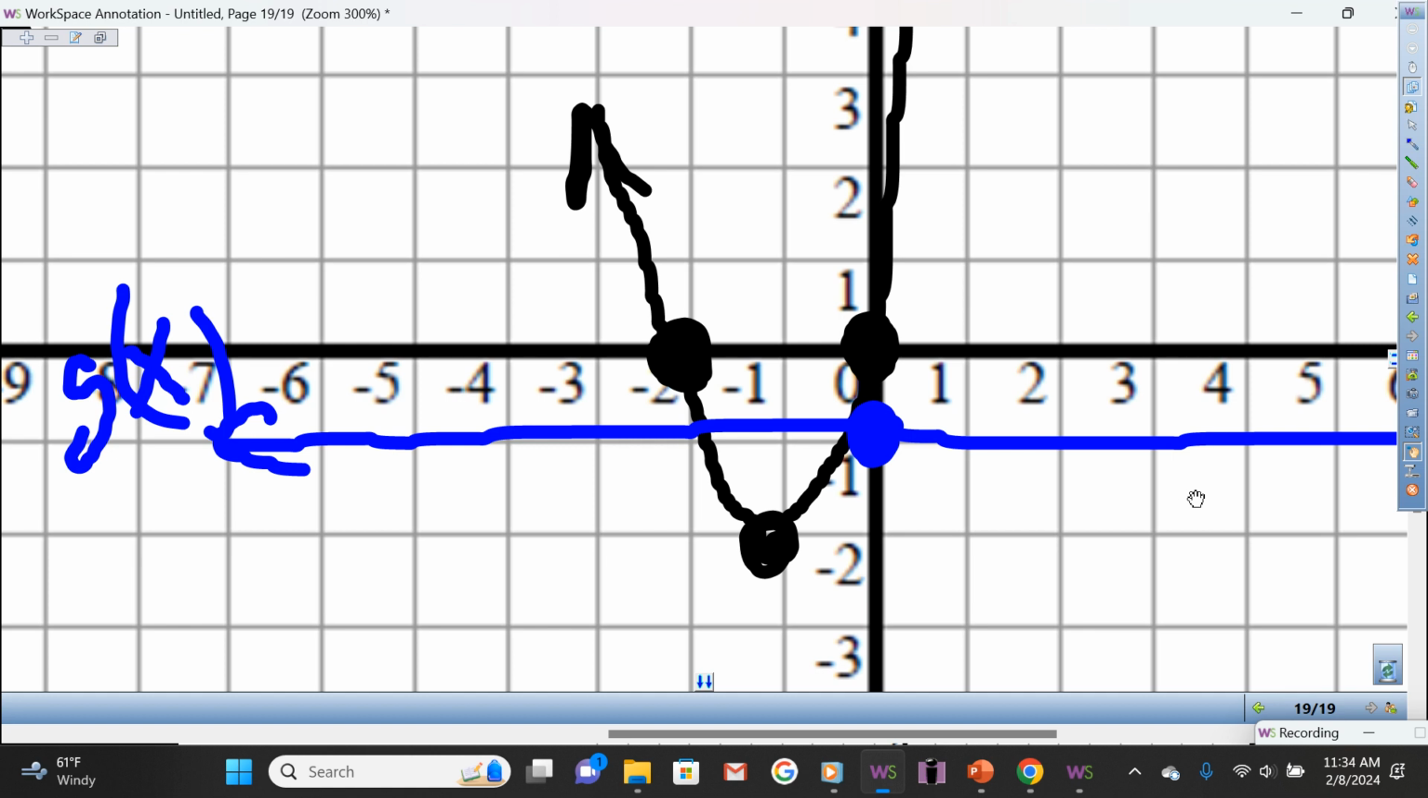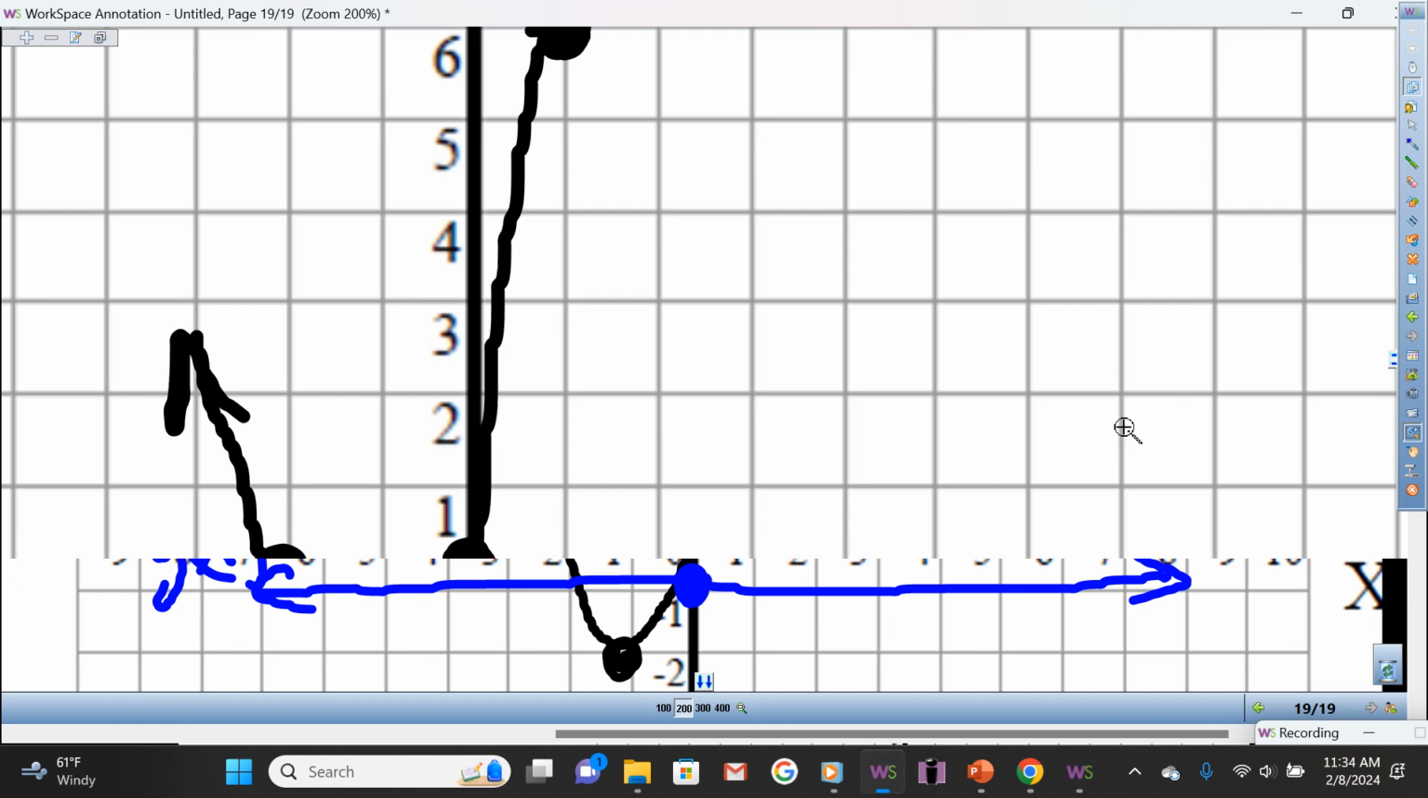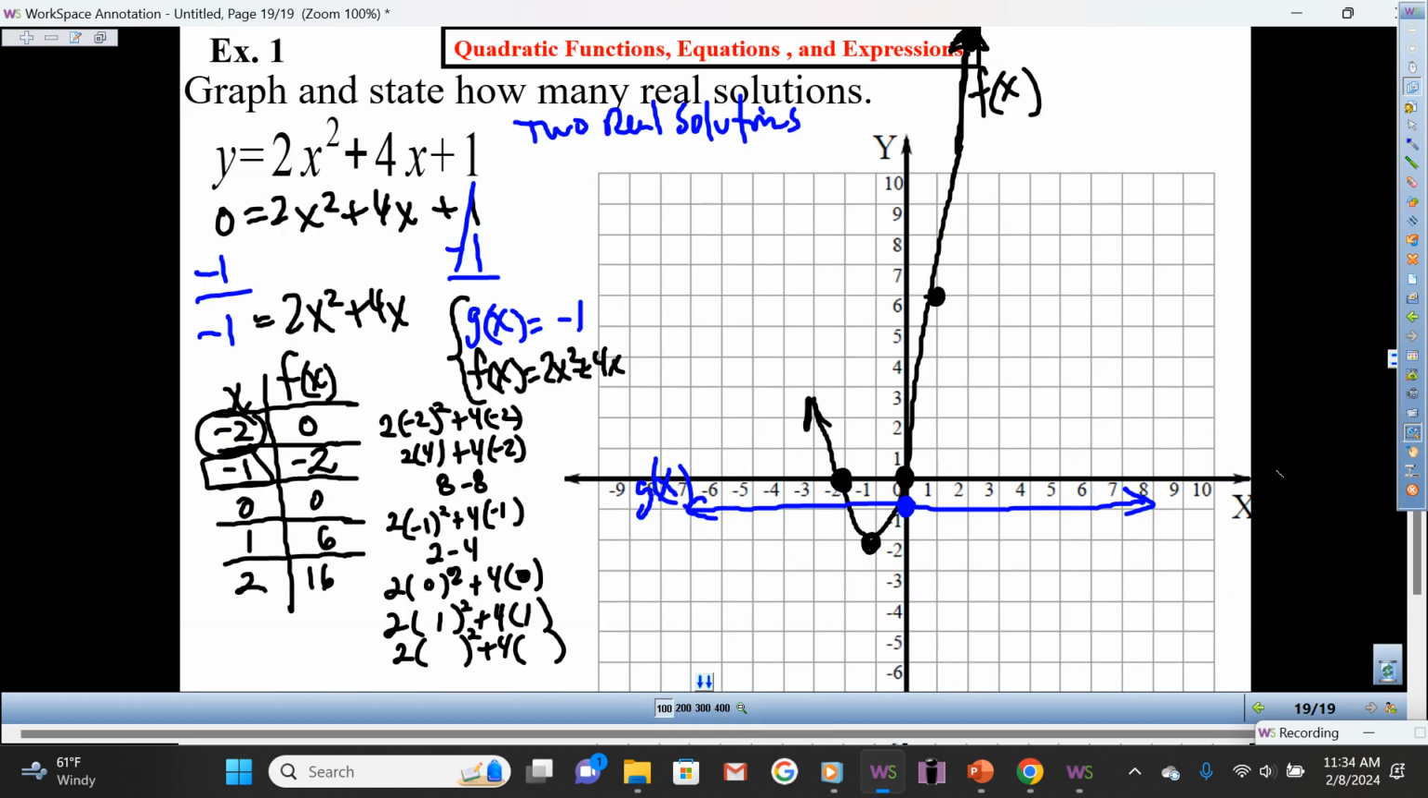Bailey, pass him one. Rylan, why do you think this one has 2 real solutions? 2 intercepts? 2 intercepts in regards to... close, very close. What do you think, Jacob? All right, hold that thought, because I think we need another example, yes?